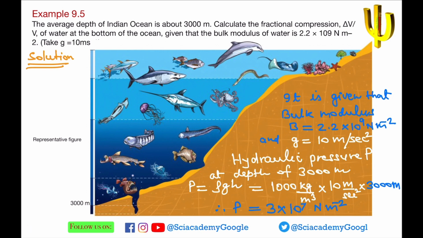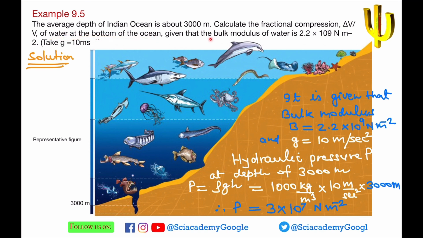Now let us solve question number 9.5, and it is a very interesting and practical problem. The average depth of the Indian Ocean is about 3,000 meter. So we have the Indian Ocean in the southern hemisphere, just below the Indian subcontinent, and its average depth is 3 kilometer. Calculate the fractional compression delta V by V of water at the bottom of the ocean.